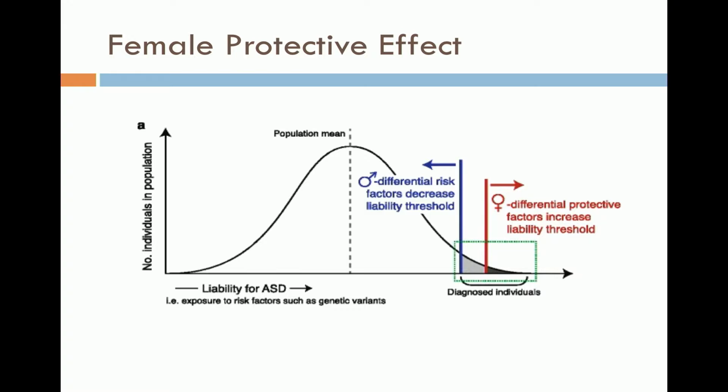Now, this threshold is assumed in the model to be different in males and different in females. What you predict then is that in females you need more hits than in males, because females are protected. What this also predicts is that if females get the disorder, then they are more strongly affected.